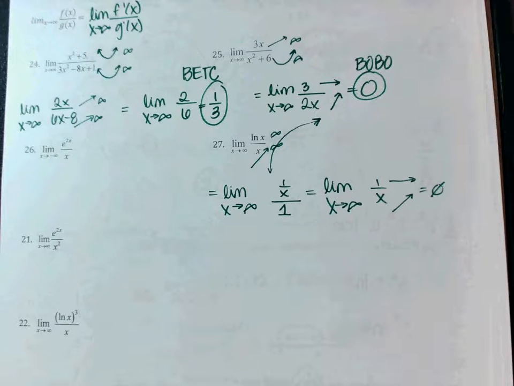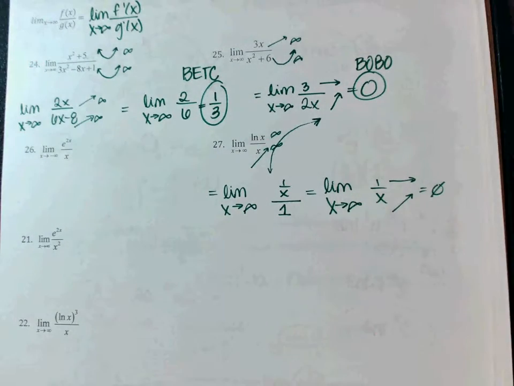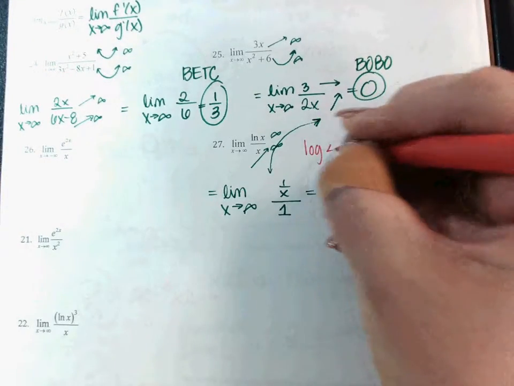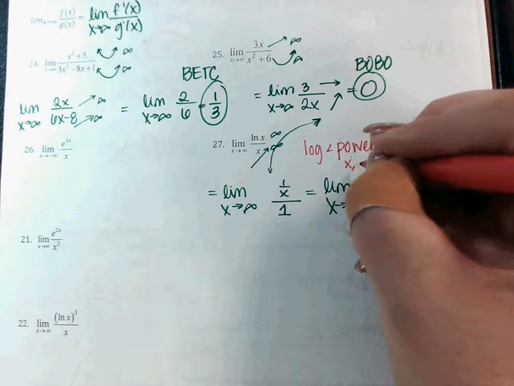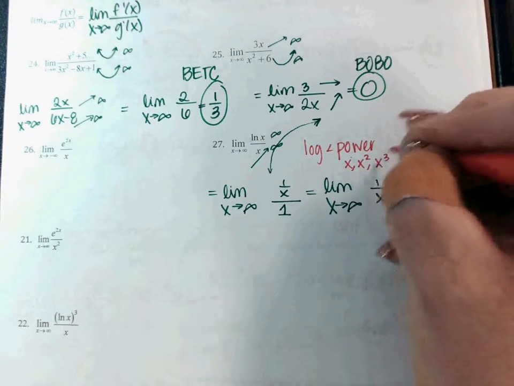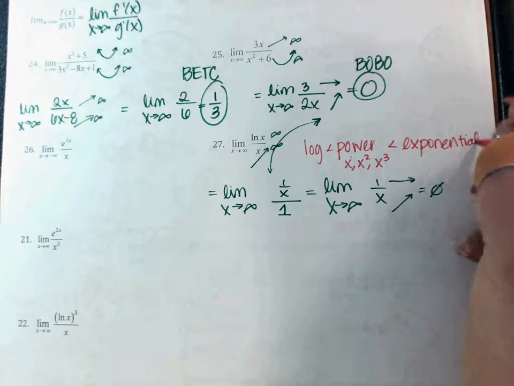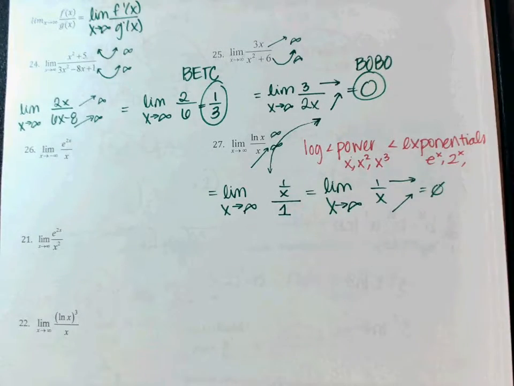If you don't remember that list, I'm going to rewrite it for you on here. But remember, when you're using Bobo, logs are the smallest, then powers like x, x squared, x cubed, and then exponentials are the biggest. So like e to the x, 2 to the x, etc.